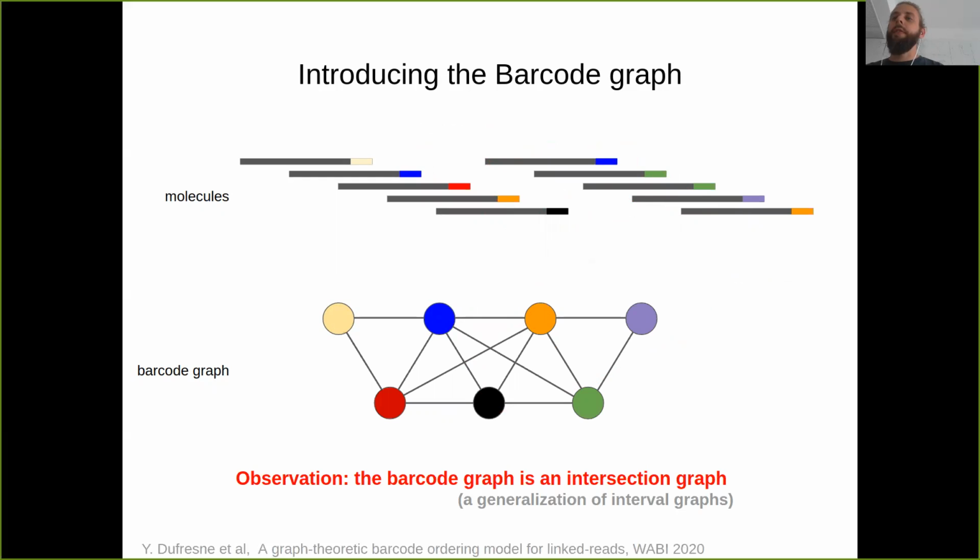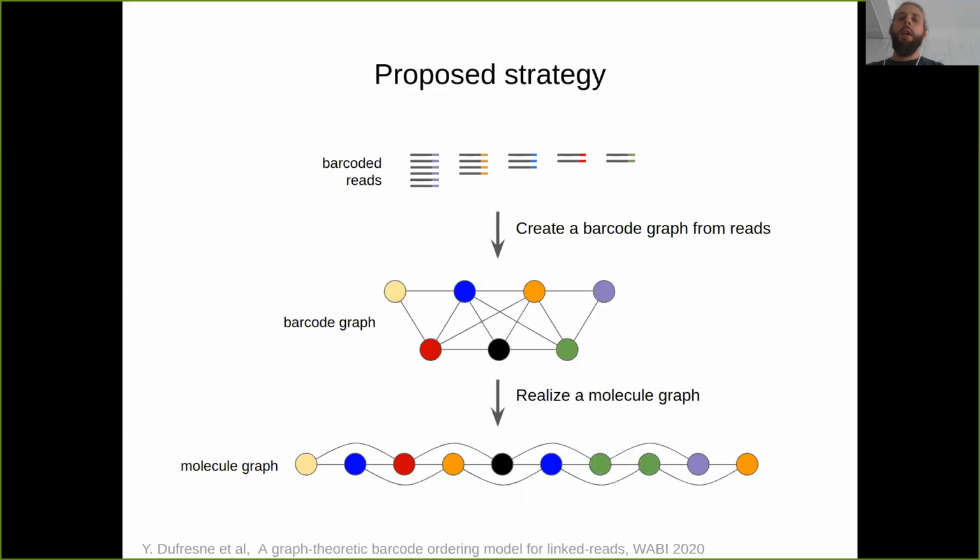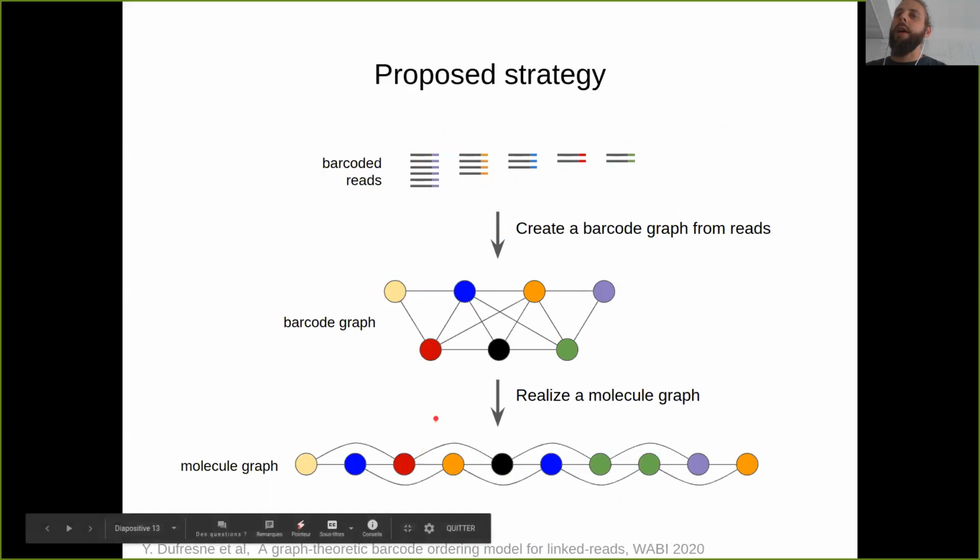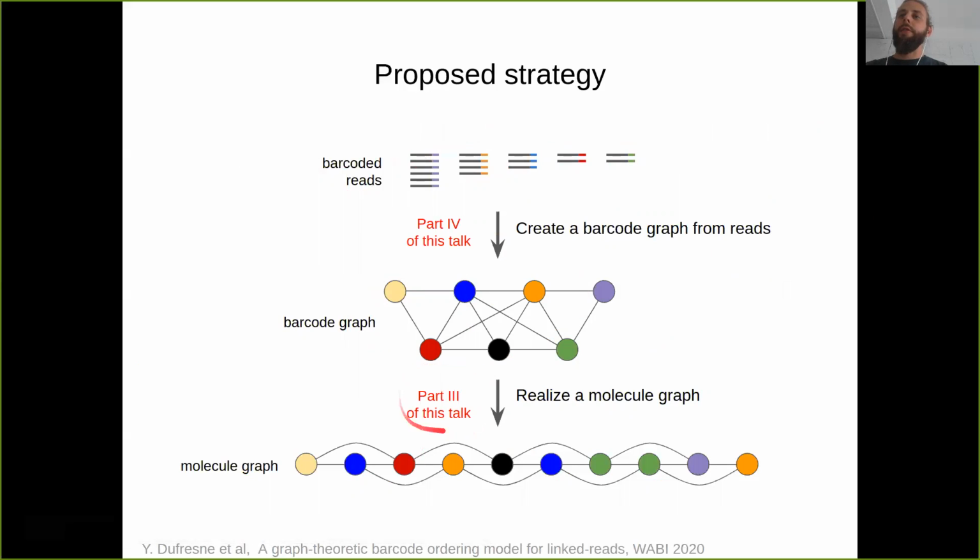This graph is an intersection graph that is a generalization of the interval graphs. Here are the strategies that we propose to order the barcode. First, we take all the barcoded short reads, we create from them the barcode graph, and from the barcode graph, we try to realize the molecule graph.